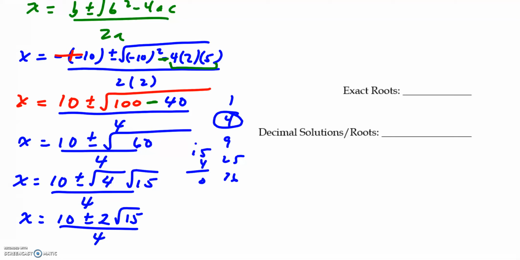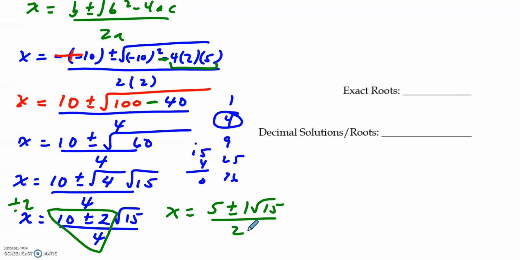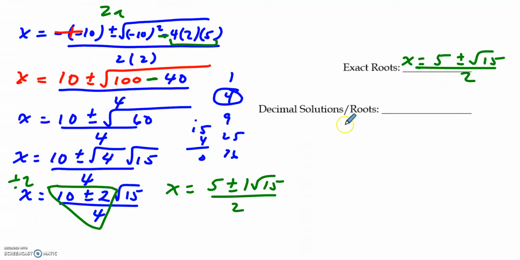4. Now that I have this triangle of like terms, like in class, we can divide everything by 2. So my final answer for exact roots would be x equals 5 plus or minus 1 root 15 over 2. Well, we don't necessarily need that 1 there because we're multiplying. So a good way to write it would be x equals 5 plus or minus the square root of 15 all over 2.